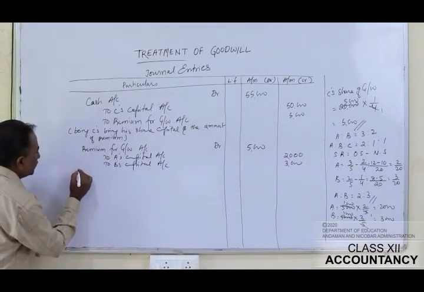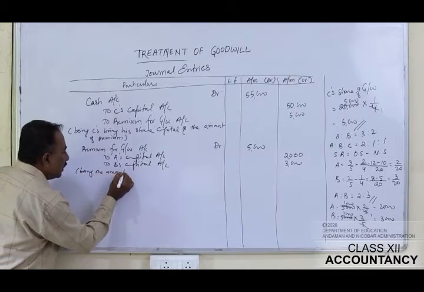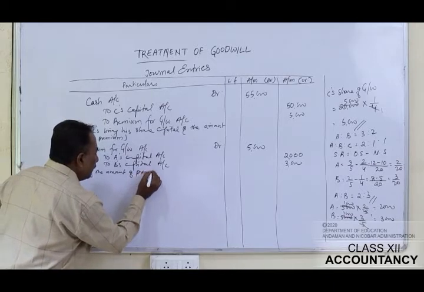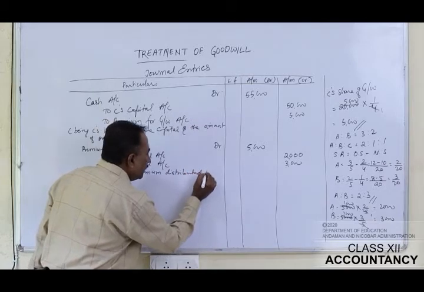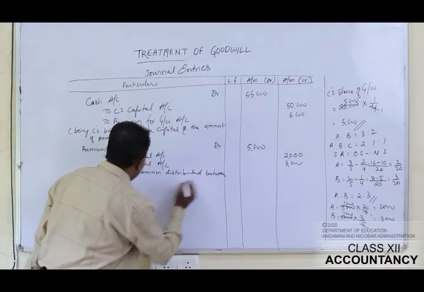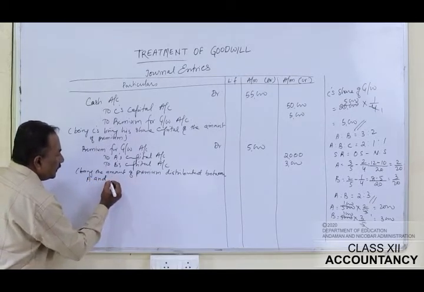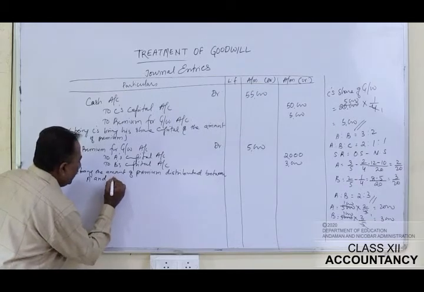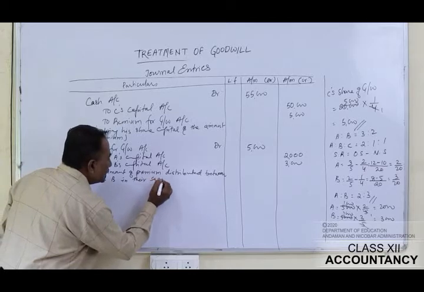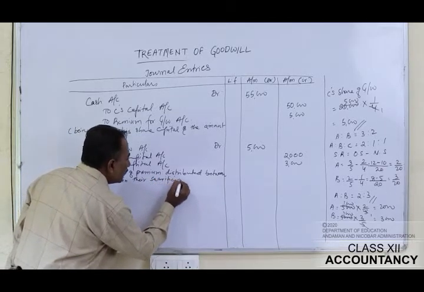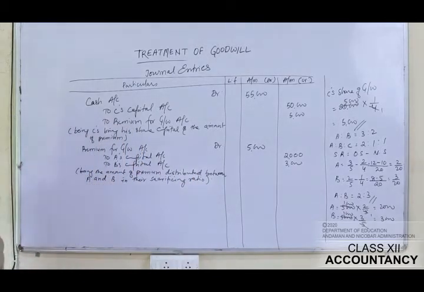Now you have to write down the narration, being the amount of premium distributed between A and B in their sacrificing ratio, because A and B are the sacrificing partners.